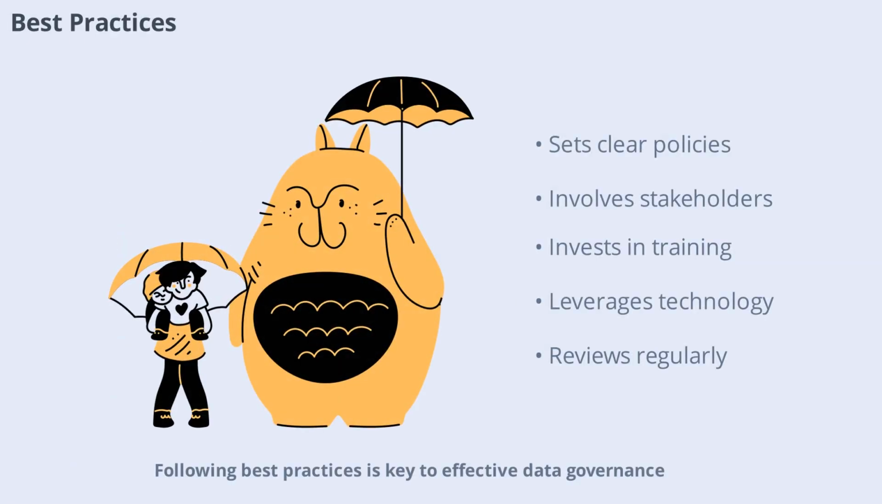Following best practices is key to effective data governance. This includes setting clear policies, involving stakeholders, investing in training, and leveraging technology. Regular reviews and updates keep governance efforts relevant and effective. By learning from industry leaders and adapting best practices, organizations can achieve lasting success.